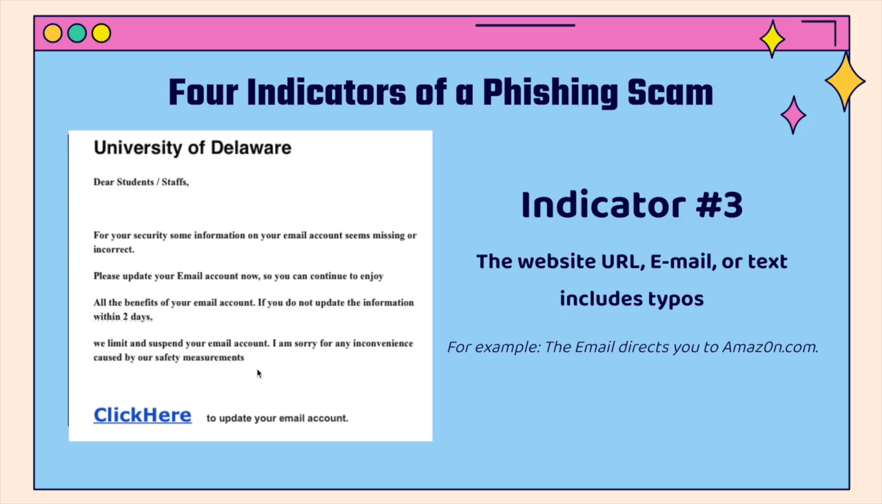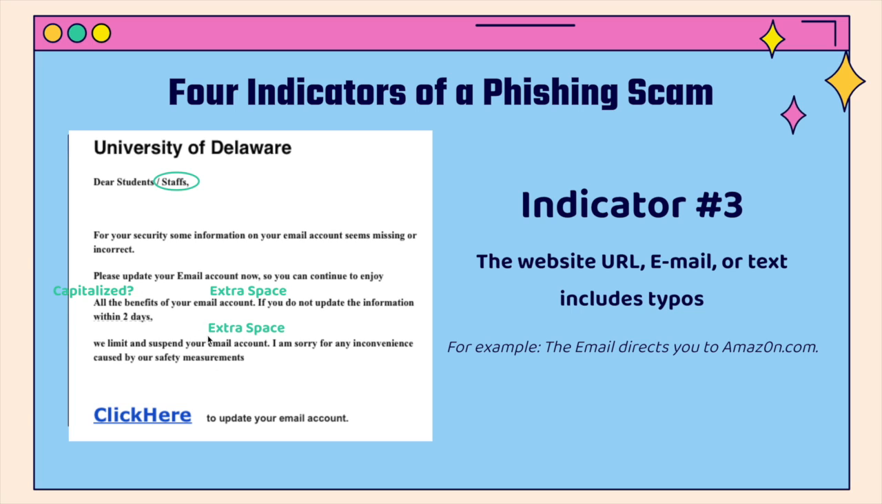Over in this example, if I again look at this email that's supposedly coming from the University of Delaware, the first thing that I see, staffs with an S, that's a typo. Then down here I have, please update your email address account now so you can continue to enjoy all the benefits of your email account. There's all this extra unnecessary space in there. This all is a continuation of this previous sentence, and yet for some reason they capitalize the A in all.